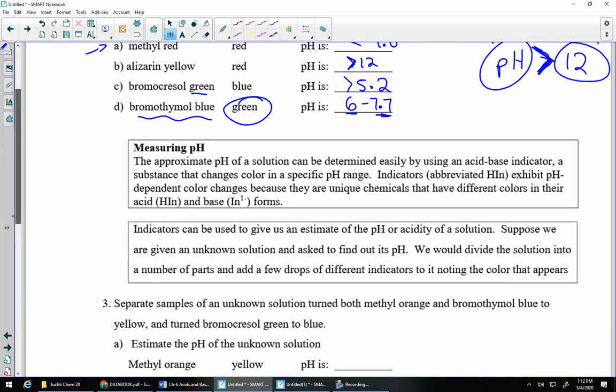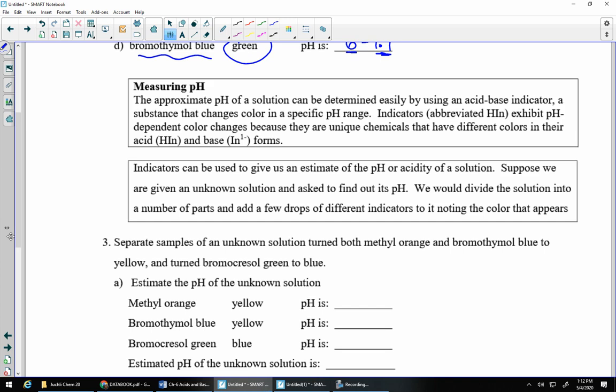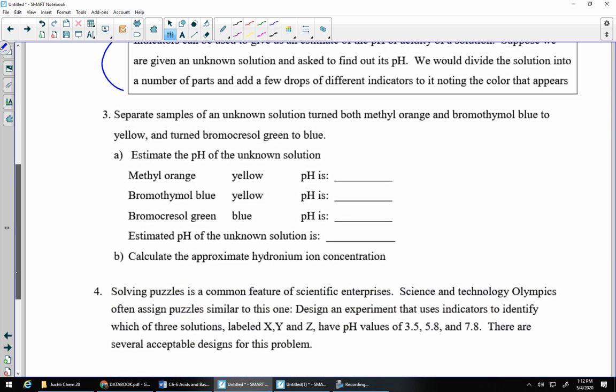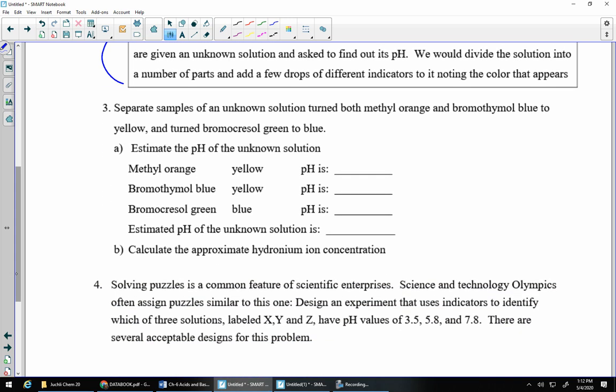Cool. Okay, let's see. Measuring pH. This whole big thing, all it says is that we can use a bunch of different indicators to estimate the pH of particular substances. Okay, so if we know that some of them have to be higher than this, some of them have to be lower than this, we can use it to estimate. Let's just see it in action here. So question number 3, we got separate samples of an unknown solution turned methyl orange and bromothymol blue yellow. They turned bromocresol green blue. Okay, so here is our evidence for this.